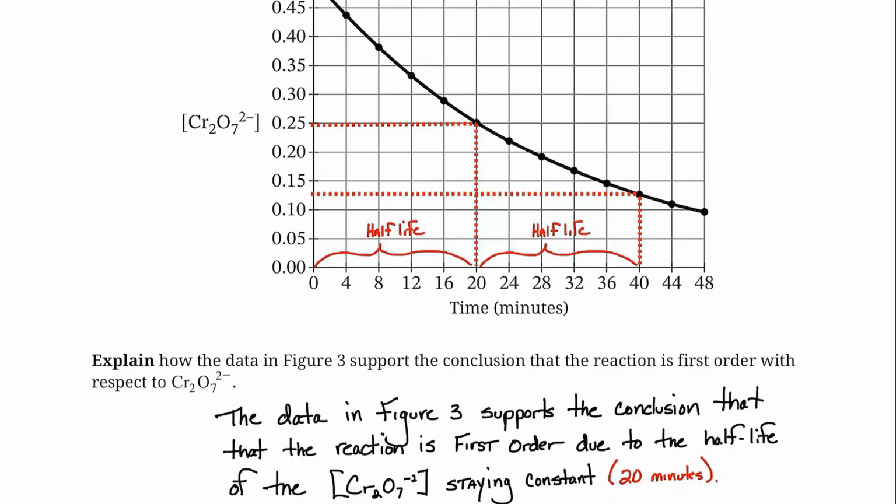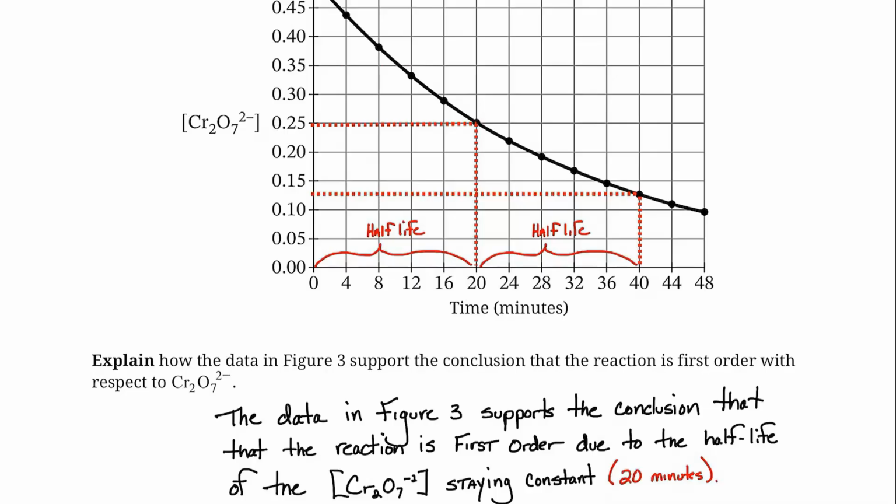It's one of the ways to identify first order reactions. And how do I know that? Well, if I'm starting with 0.50 and I have 0.25, I can find that the half-life is 20 minutes. And if I go from 0.25 to 0.125, which would be in between here, I can see that the time is now 40 minutes, but the half-life is still the same, 20 minutes. So if the half-life stays constant, we know that this is first order. So that's really the answer.